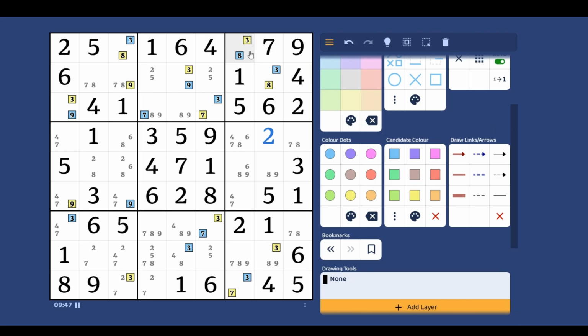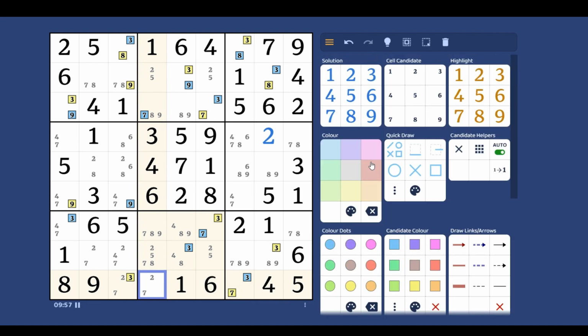But if we look through our parities here, you'll notice that the 7 in this cell is seen by both a blue and a yellow parity, which means it falls into a color trap, and therefore we can go ahead and eliminate that 7.